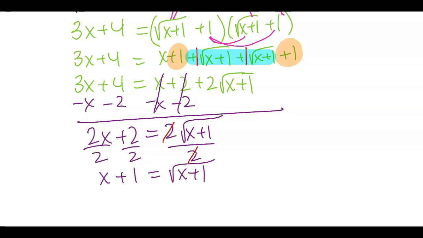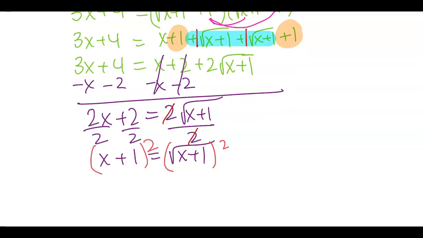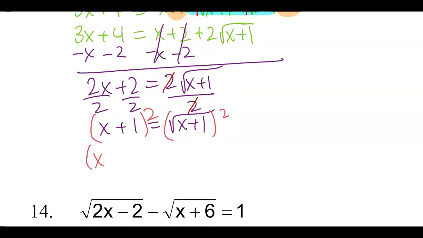Just like we did earlier, we're going to have to do another squaring again. So let me go ahead and square both sides of this. And unfortunately, we're going to have to FOIL one more time. We're going to have to multiply x plus 1 times x plus 1 and set it equal to, when you square something that's already being square rooted, you're going to cancel it.